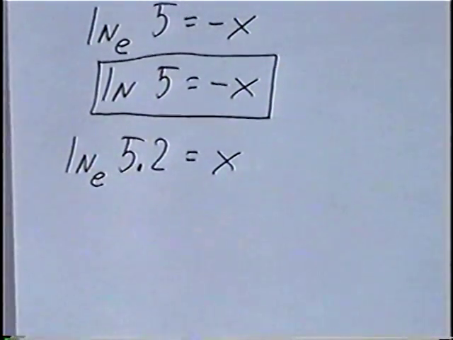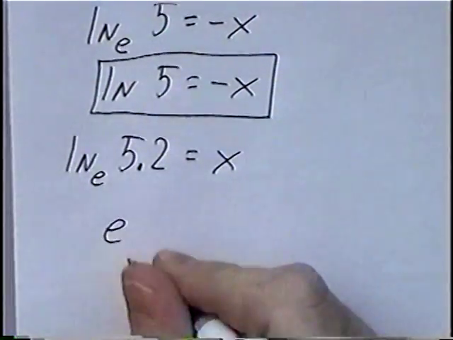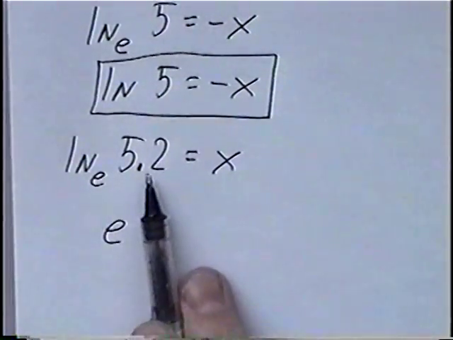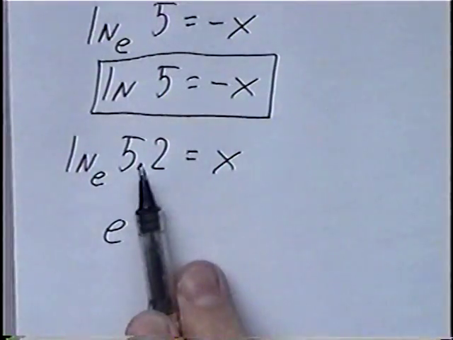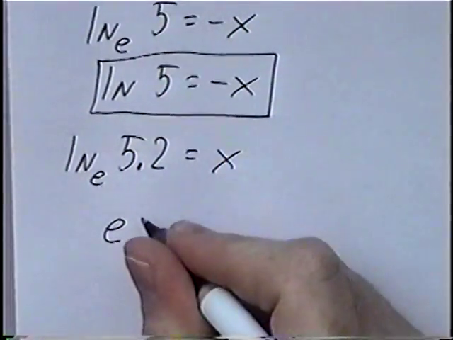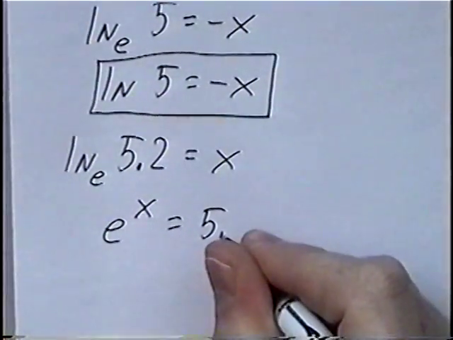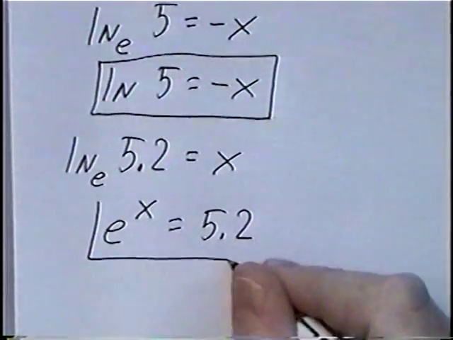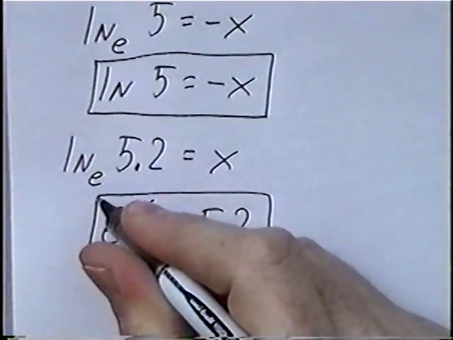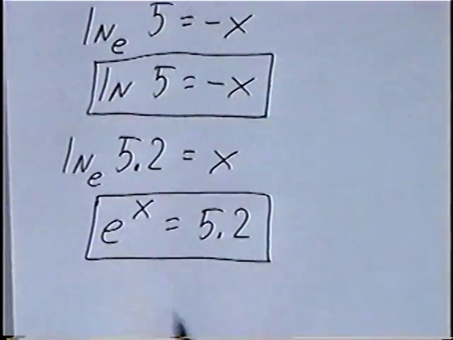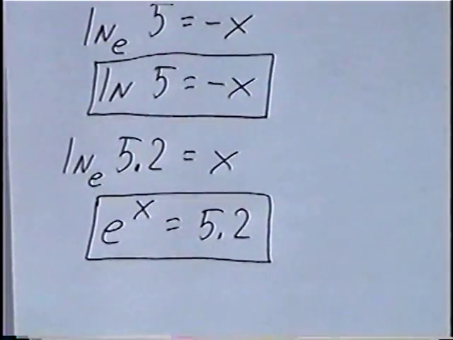Rewriting this using the formula, the base e will become the base for the exponential form. And the next two terms, 5.2 and x, will switch sides. The x will become the exponent, and the term is what it's equal to, 5.2. So the natural log of 5.2 equals x is the same as e to the x power equals 5.2.